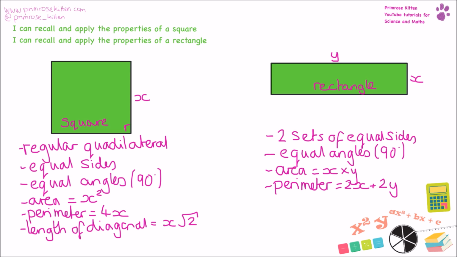A rectangle is going to have two sets of equal sides. So this is going to be equal and these are going to be equal. The angles inside are going to be equal. And again, they are going to be right angles. Its area is one side times the other side, so length times width. And its perimeter is 2x plus 2y.